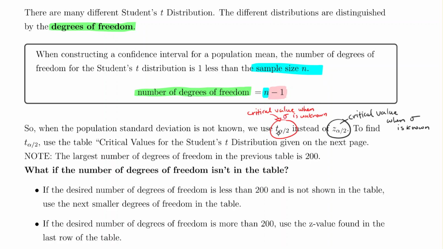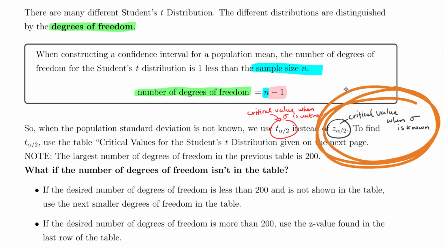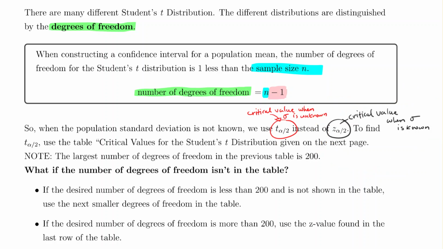And not only do we use different notation, in our previous lesson, whenever we knew the standard deviation, we used our normal distribution chart to find the critical value. However, whenever the standard deviation is not known, we have to use a new table called the critical values for student's T distribution, which is given on the next page of our notes and also linked in our course. Now, we're about to look at that page, but let's just take a few notes first. The largest number of degrees of freedom included in the table is 200.